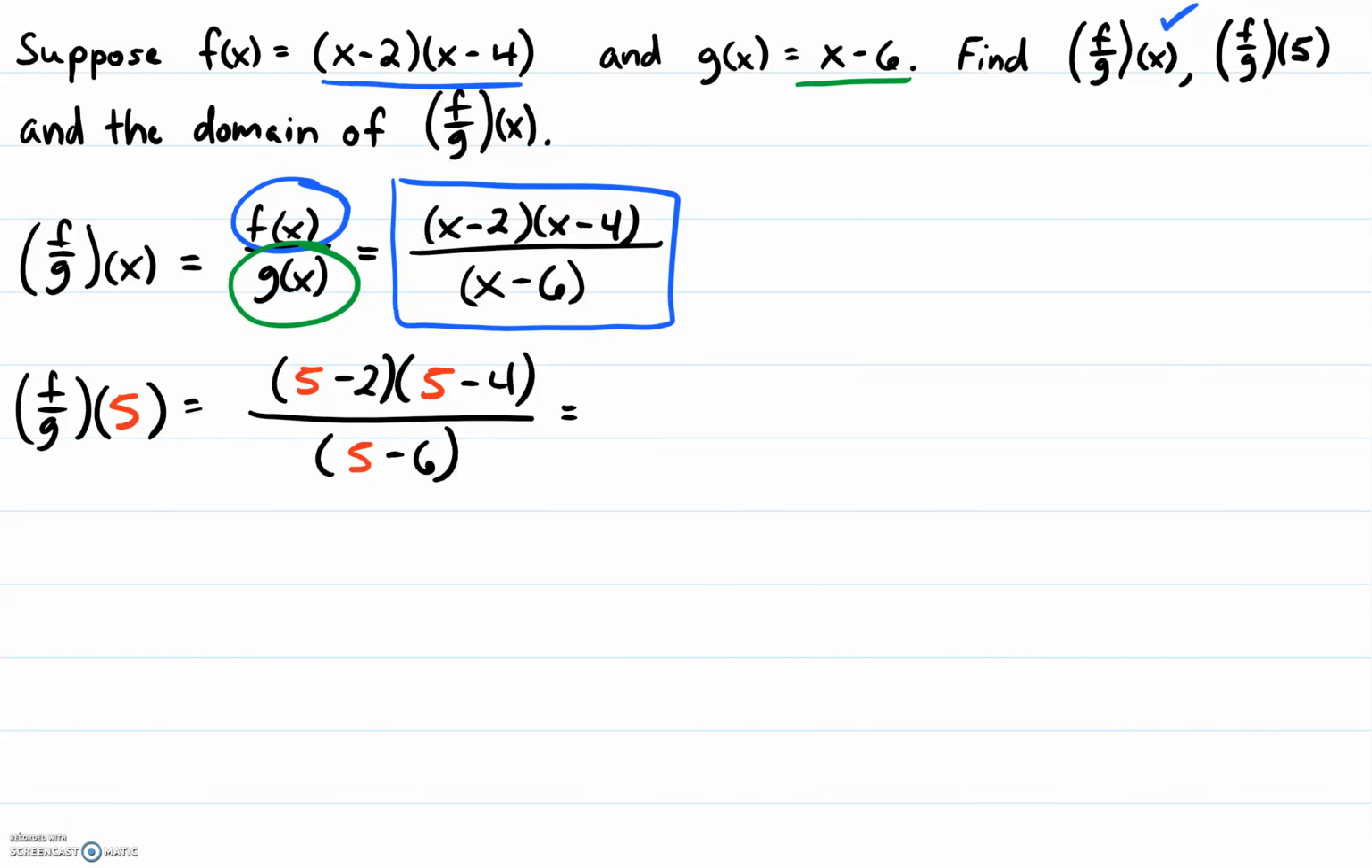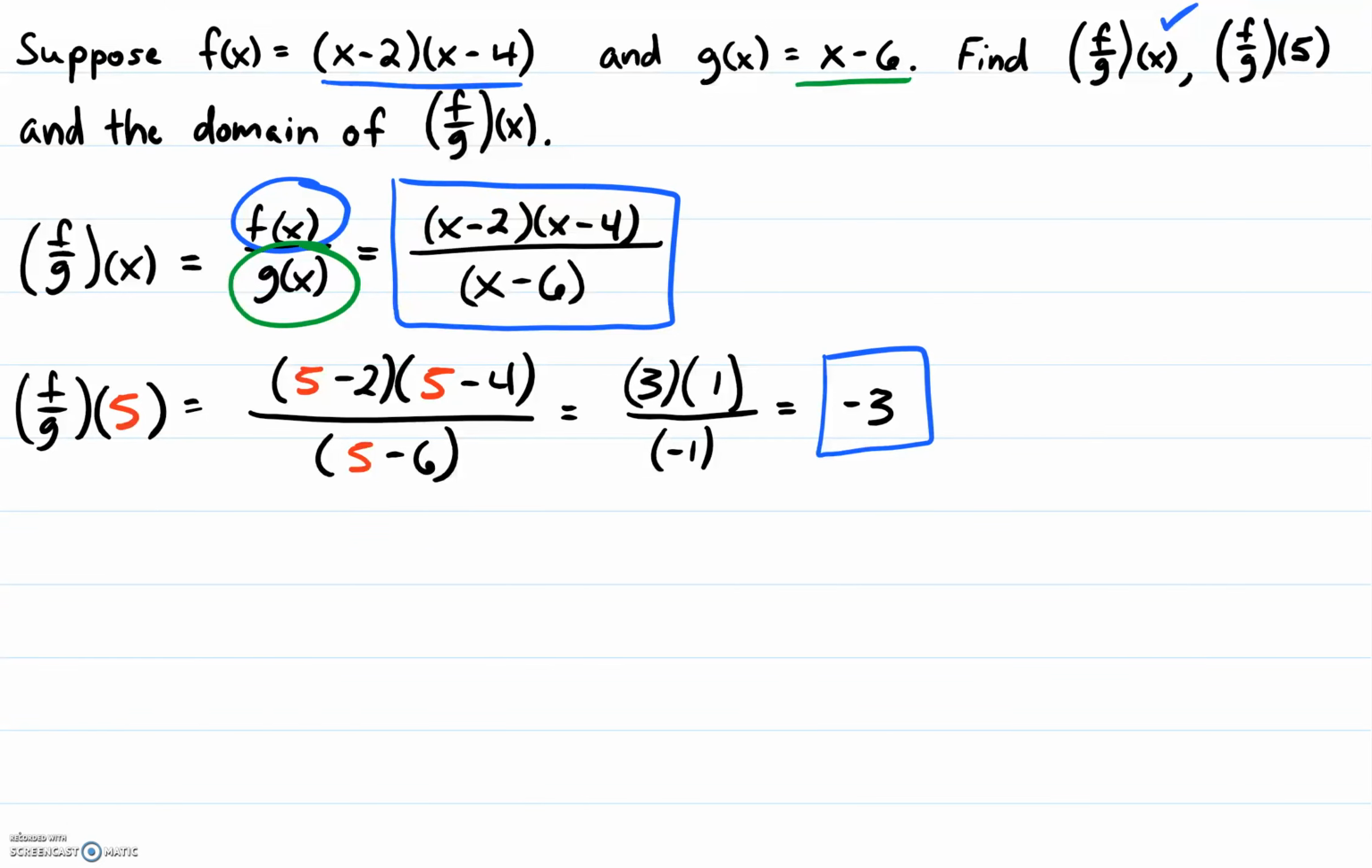And then we can just simplify this piece by piece. 5 minus 2 is going to give us 3. 5 minus 4 is going to give us 1. And in the denominator, 5 minus 6 is going to give us negative 1. Of course, 3 times 1 is going to be 3, divided by negative 1. That's just going to give us negative 3. And so that's the answer to the second question.